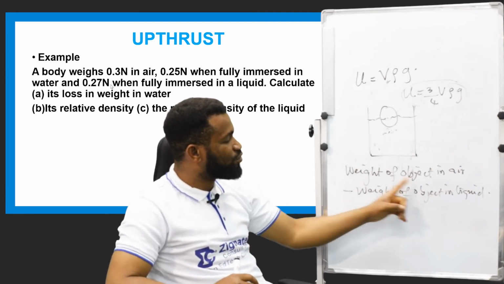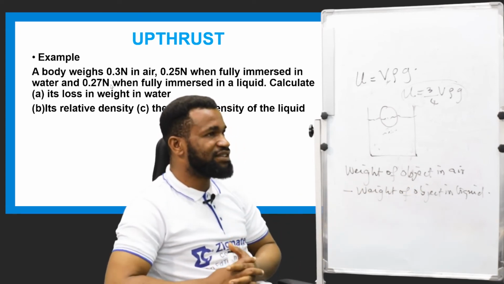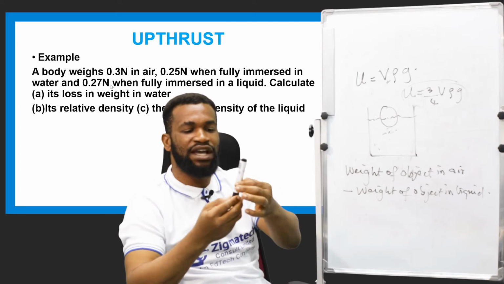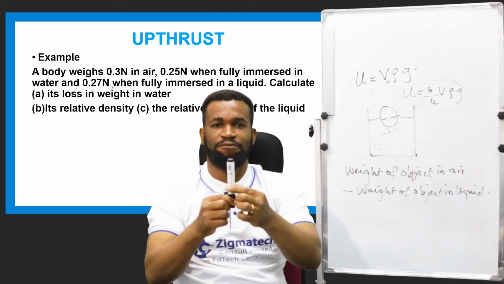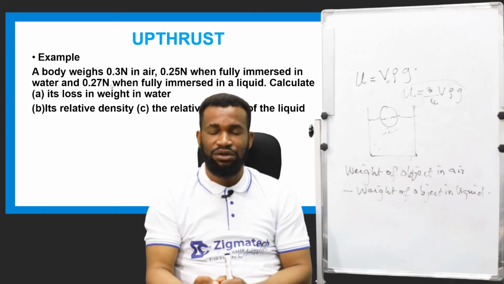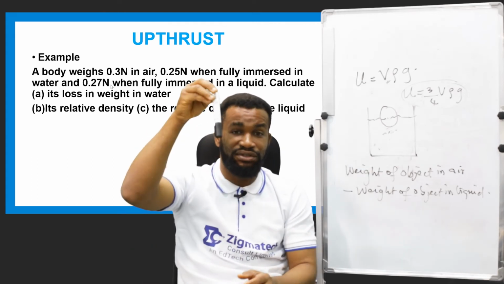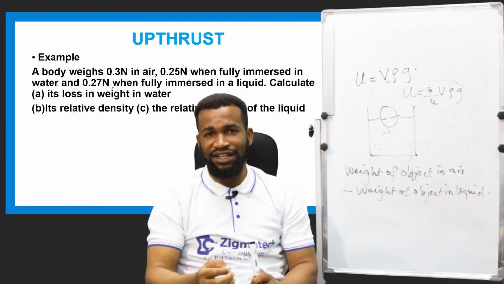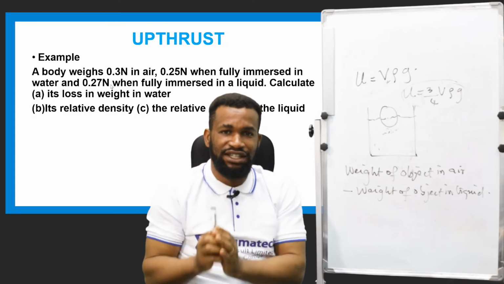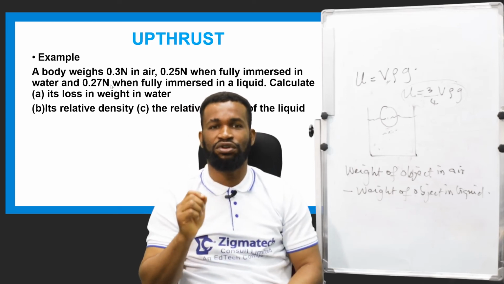Now, why this formula? Because what upthrust is saying is this: when you put a body, any body, let's say this marker, you weigh the marker in air by using a spiral spring, and the weight recorded will not be the same weight you record when you put it inside a liquid when it is totally immersed. In that case, the change between the weight of this body in liquid and when it is measured in air is what we call upthrust.